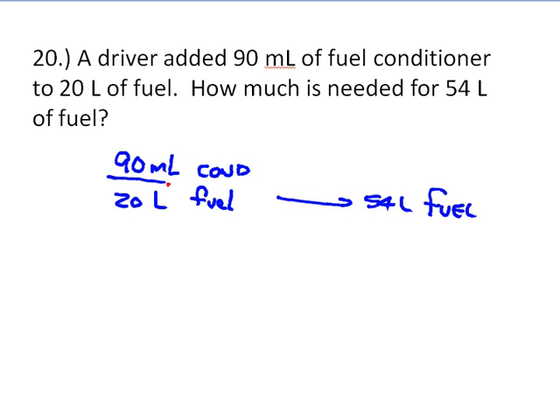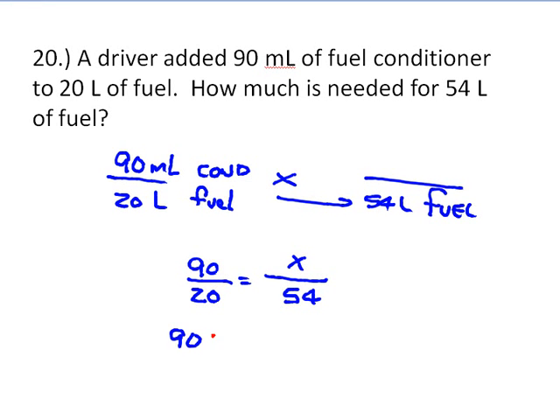So if we make this a proportion, we'll have 90 over 20 equals x over 54. That's a proportion. All right. So what we have to do is cross multiply in order to find x. 90 times 54 equals 20x.